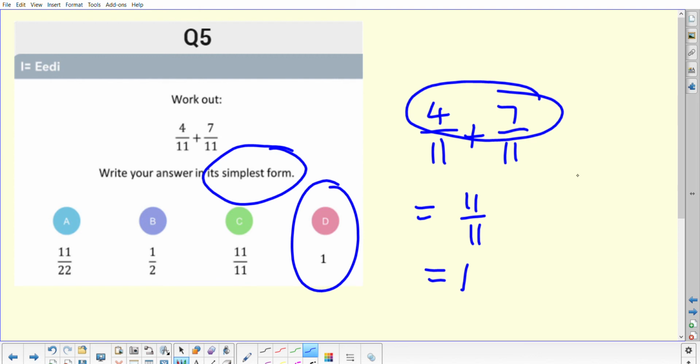So hopefully you'll have corrected any errors you made. You'll pick up on the fact that if the bases of your fractions, your denominators, are the same, then you're just basically adding or subtracting the top numbers.